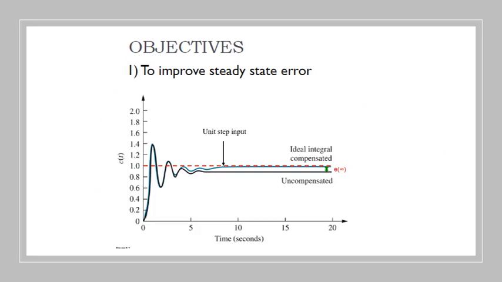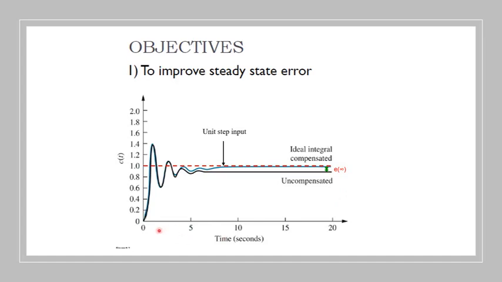To illustrate the effect of improving steady state error in the control system, let us look at this figure. The dotted line shows the unit step input, and the black line shows the system response, or the uncompensated system response. If you observe the final value, you see that there is a difference between the input and the output. This difference is what we call the steady state error. So if we want to improve the steady state error, we want to reduce the amount of the difference here.